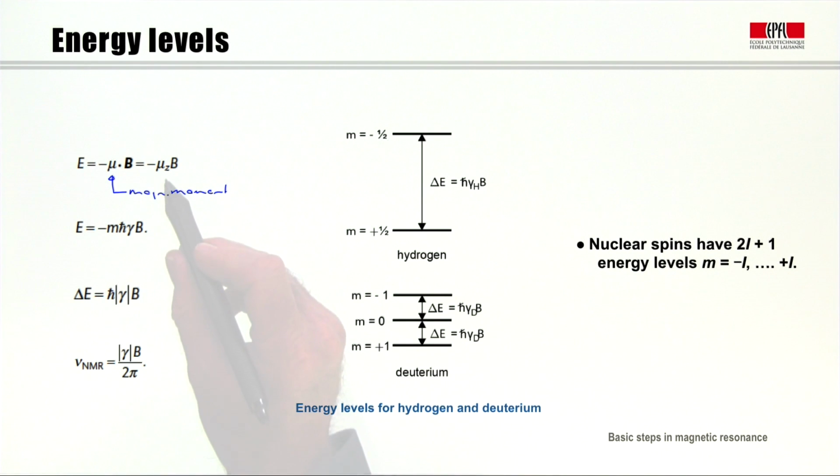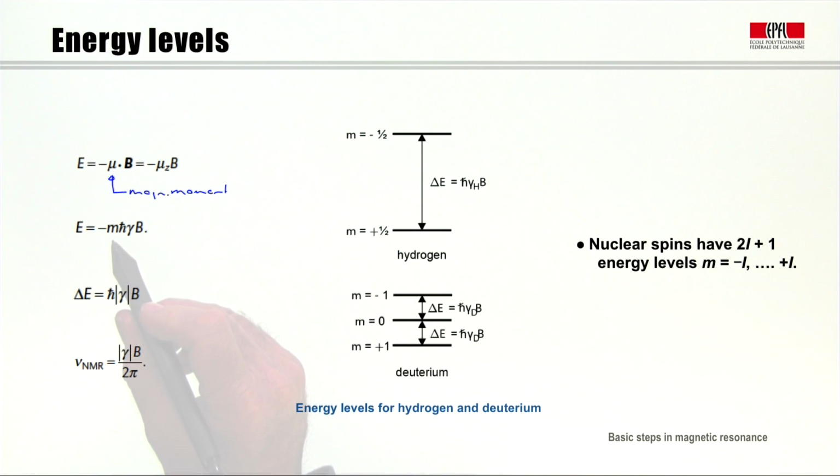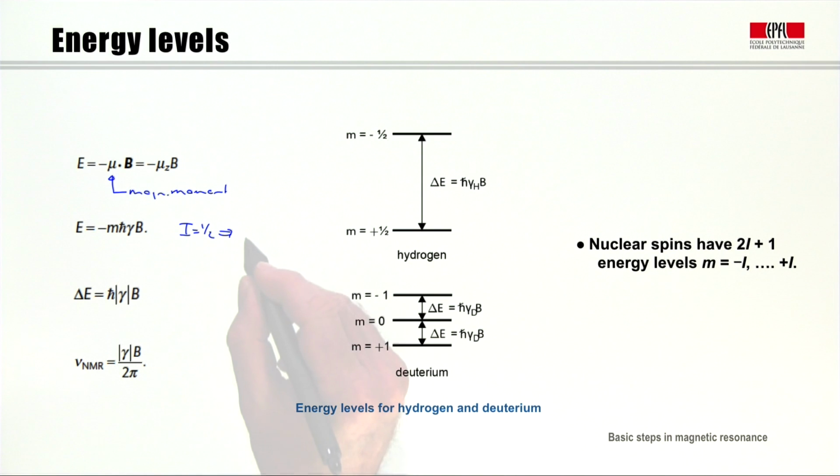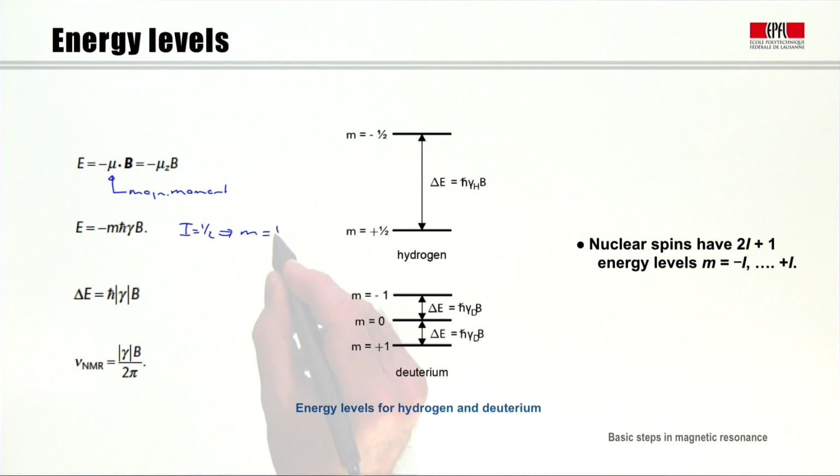It turns out that this z component is determined by the product of m, the magnetic quantum number, h bar, that's Planck's constant divided by 2 pi, gamma, the gyromagnetic ratio, and the amplitude of the field. Remember that this m can be plus or minus 1/2 if I equals 1/2. So if I equals 1/2, it follows that m is either plus or minus 1/2.